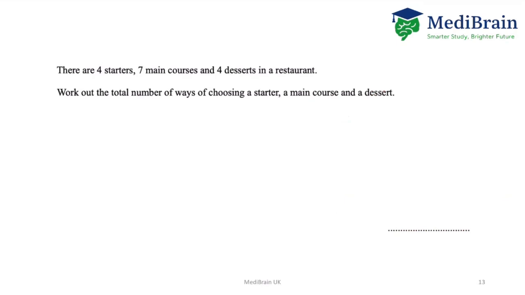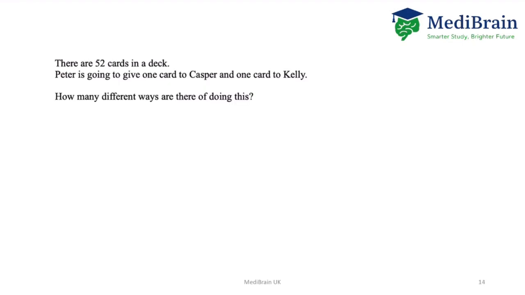What we will do, because I want to leave enough time for a Q&A, is have a go at this final question over here, because I've seen this question come up in exams. It says there are 52 cards in a deck. Peter is going to give one card to Casper and one card to Kelly. How many different ways are there of doing this?